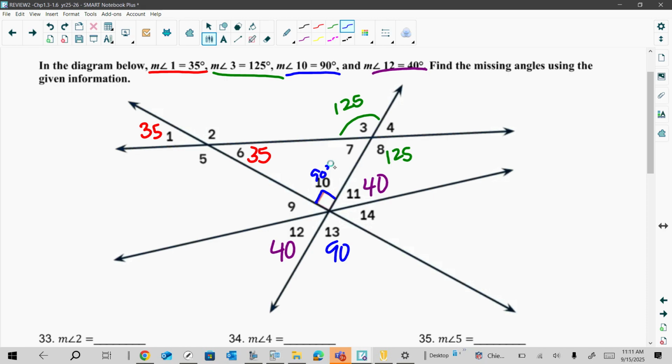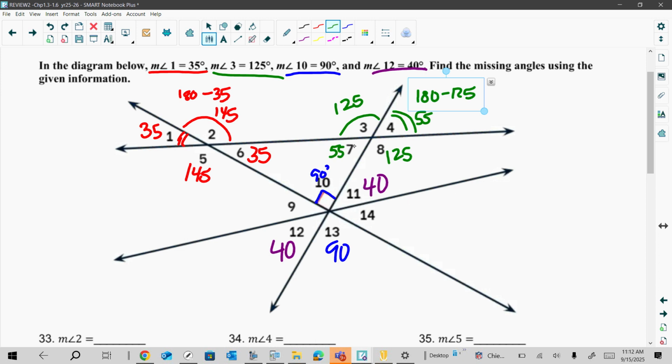Okay? So now, after you do all the verticals, then you do linear pairs. So to find this angle, this is the acute. To find this angle here, all I have to do is say 180 minus the 35, which is 145. 2 is vertical to 5, so it is also 145. Same thing with angle 4. To get this acute angle, you're doing 180 minus 125, which is 55, which means angle 7 is also 55. Do we understand how this works?